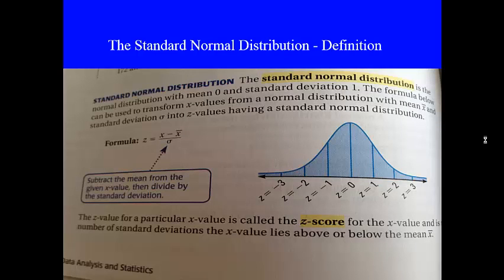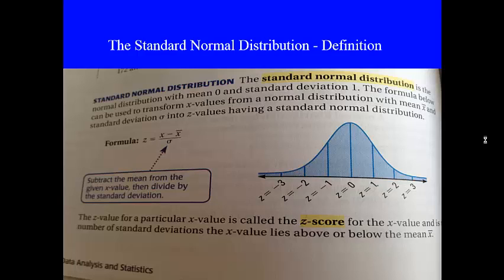So on page 759, you can see your standard normal table, and the standard normal distribution is the normal distribution with mean equal to 0 and standard deviation equal to 1. The formula below can be used to transform x values from a normal distribution with mean x bar and standard deviation lowercase sigma into z values having a standard normal distribution. So take a look at the formula: z-score equals value minus average over standard deviation.